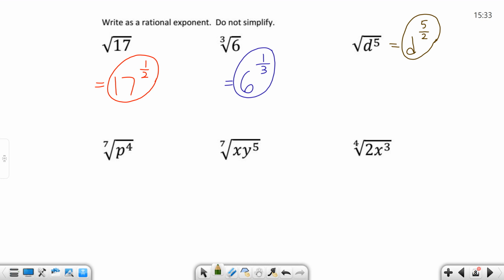All right, down here, the 7th root of p to the 4th. It's p to the what? The power 4 over the root 7. Now I want you to notice something. Halfway up my p right here, I draw a line through there. My 4/7 is above it. Don't do this.